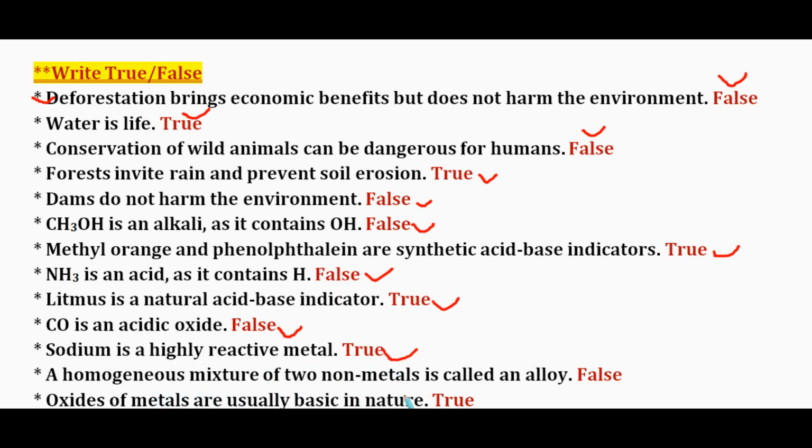True. A homogeneous mixture of two non-metals is called alloy. False. Oxides of metals are usually basic in nature. True. Homogeneous mixture of non-metals is not necessary. Alloy is a mixture of metals and metals or metals with non-metals.